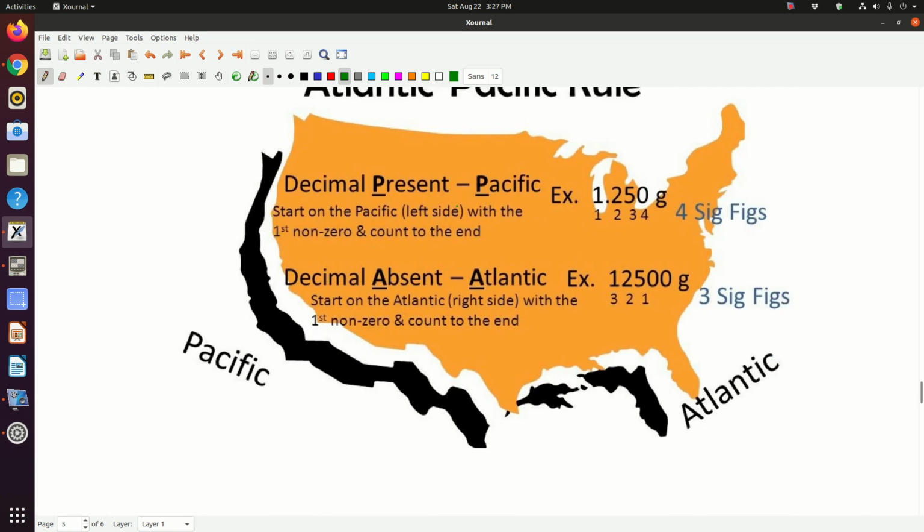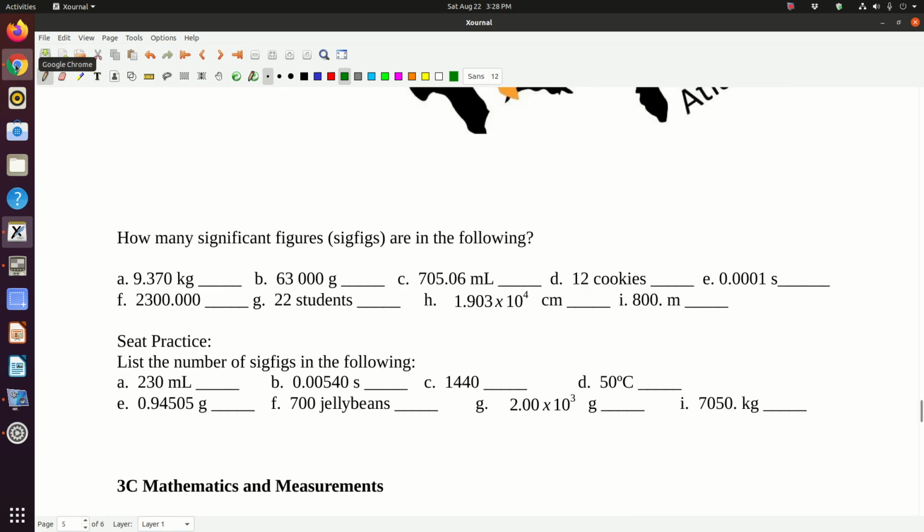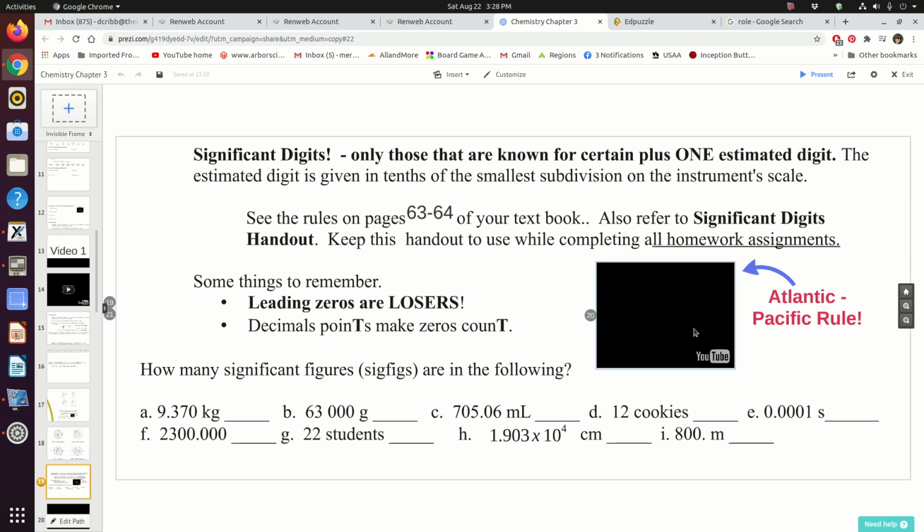So here's that Atlantic Pacific rule again, and this would be what's in your notes. And this helps you to see. Here you come in from the Atlantic, 1, 2, 3. Count. You'd go through the zeros. Here you come in from the Pacific. You hit a non-zero number. 1, 2, 3, 4 sig figs. Okay. All right. Let's move on. So before we do this, I'm going to go back to the Prezi, and we're going to watch the little video about this. Here's the video on it.